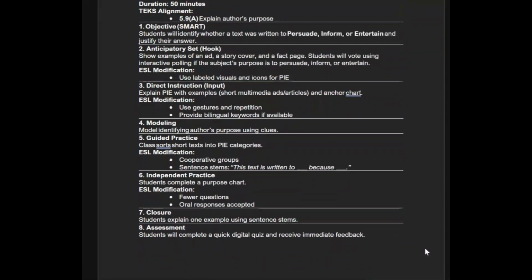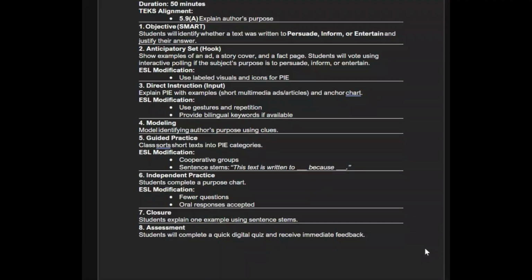We're going to show examples of an ad, a story, and a fact page. Students will use interactive polling like Poll Monkey to give their answers, and we'll see just what they think it is, if it was persuade, inform, or entertain. And then for ESL modification, we're going to label those visuals and icons for what they are.